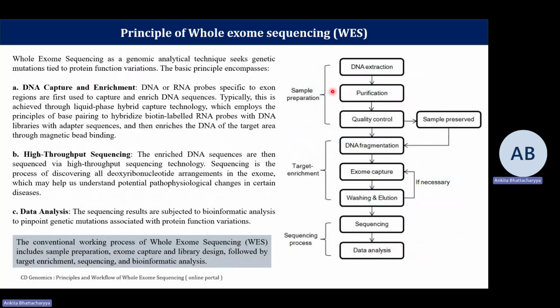Principally, the first step is DNA capture and DNA enrichment, followed by high throughput sequencing, and then comes data analysis. So these are all the steps. In sample preparation, you have to extract DNA, purify it, and perform QC. Then you proceed with target enrichment, whereby DNA is fragmented, not just amplified, the exome is captured, and washing and elution are performed multiple times to get rid of background. Then sequencing is performed, followed by data analysis.